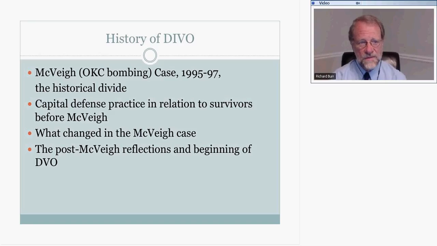And I'd had encounters with survivors before that at hearings in some of my cases, and had not known what to say to people. I had tried to be cordial, but I was not engaged, and didn't know quite how to relate to people. And I think my history is pretty typical of people prior to the McVeigh case, defending folks in capital cases. What happened in McVeigh was, in part, a function of the enormity of the event. As most people may remember, there were 168 people killed in the bombing. Hundreds of people sustained serious injuries.